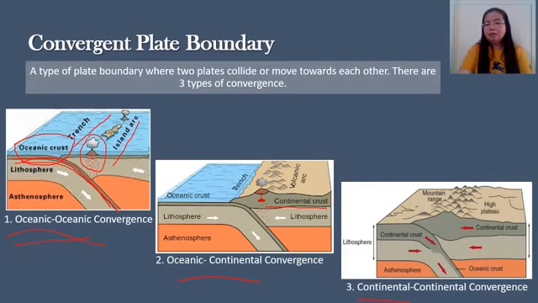Now let's take a look at the oceanic to continental convergence. This time you have two types of crust colliding. Since there's a difference in densities, the denser oceanic crust will subduct when it meets a continental crust. Why will the oceanic crust subduct and not the continental crust? Why will this subduction take place here? Simply because oceanic crust is denser than the continental crust.